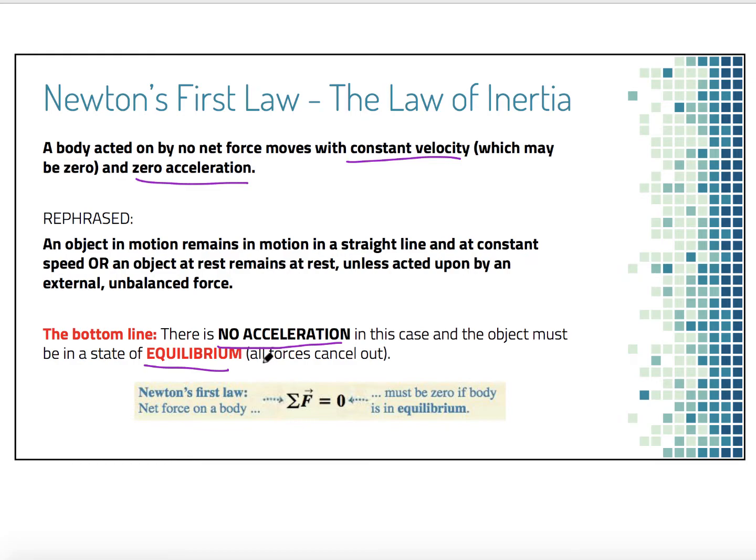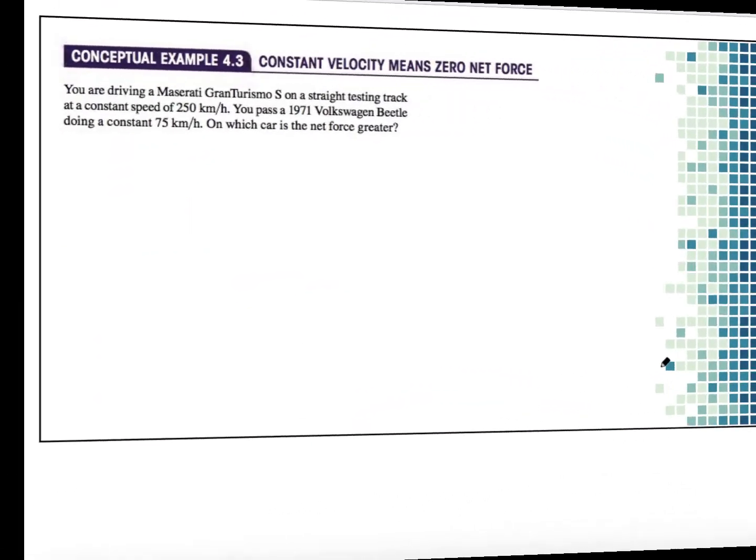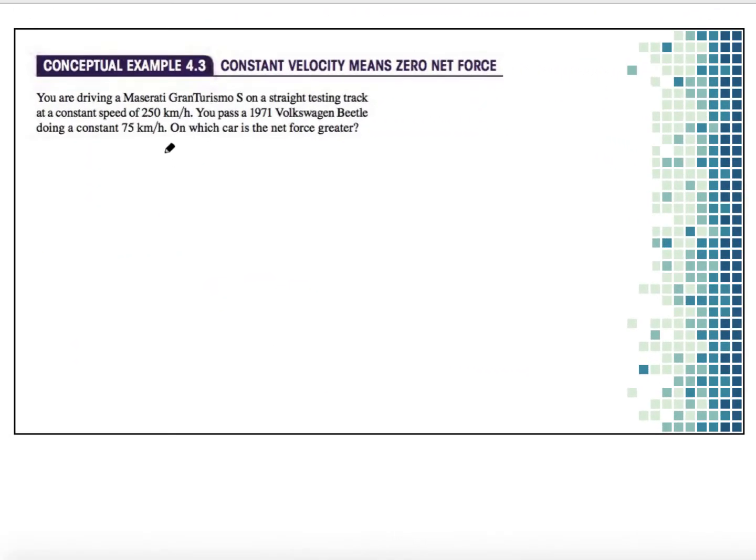With that, let's take a look at some examples. Here we have two different cars, a Maserati Gran Turismo S and a Volkswagen Beetle from 1971. They're both on a straight test track, and the Maserati is going at a constant speed of 250 kilometers per hour, while the Beetle goes at a constant speed of 75 kilometers per hour. Which car has the greater net force?